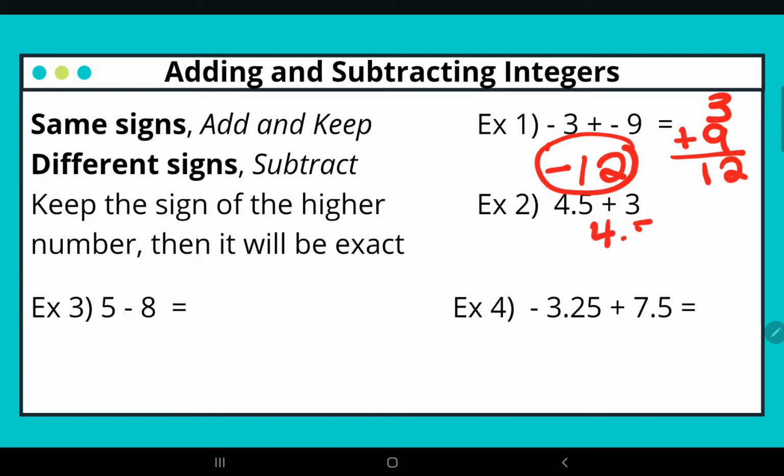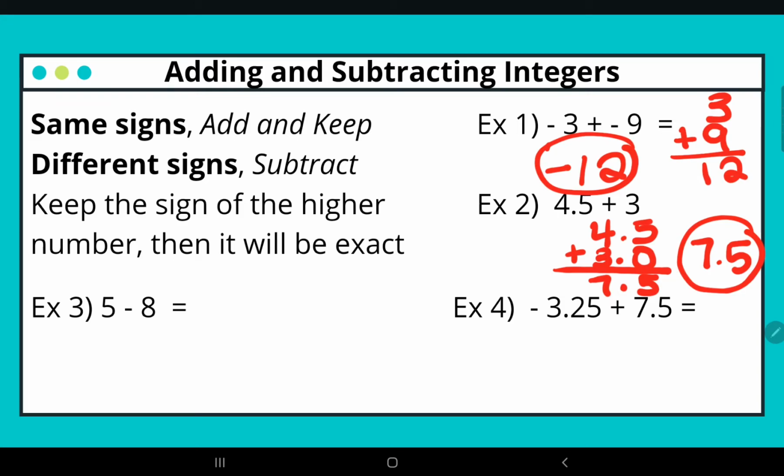So I'm going to go ahead and stack these just like I did before. Be sure when working with decimals, you remember the rules for adding decimals. You should have your decimal points carefully lined up. And I'm going to put a 0 here as a placeholder just so I do not become confused. So 5 plus 0 is 5. Then I'm going to bring down my decimal point. 4 plus 3 is 7, giving me a final answer of 7.5. Both of these examples, 1 and 2, follow the rule of same signs, add and keep.